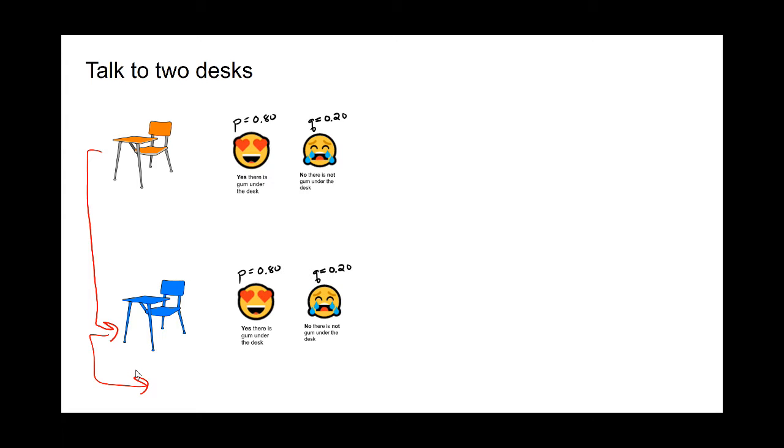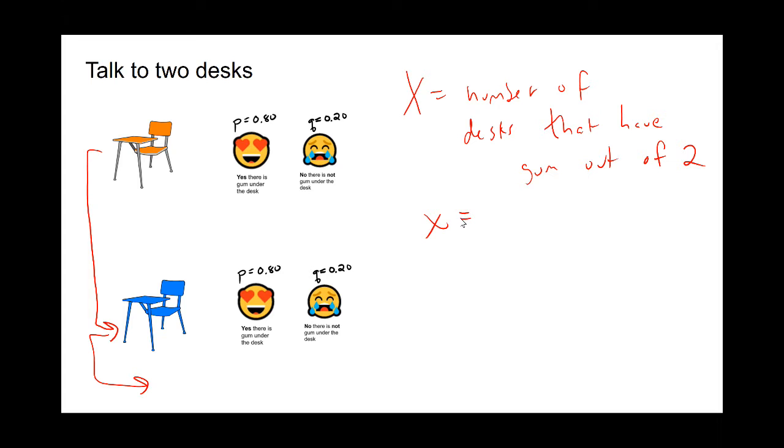All right, so consider, we have two desks, where x equals the number of desks that have gum out of 2. The random variable x, think about what it could take on here. So we could see 0, we could see 1, or we could see 2. Now the question is, what's the probability that we get 0? What's the probability we get 1? What's the probability we get 2?